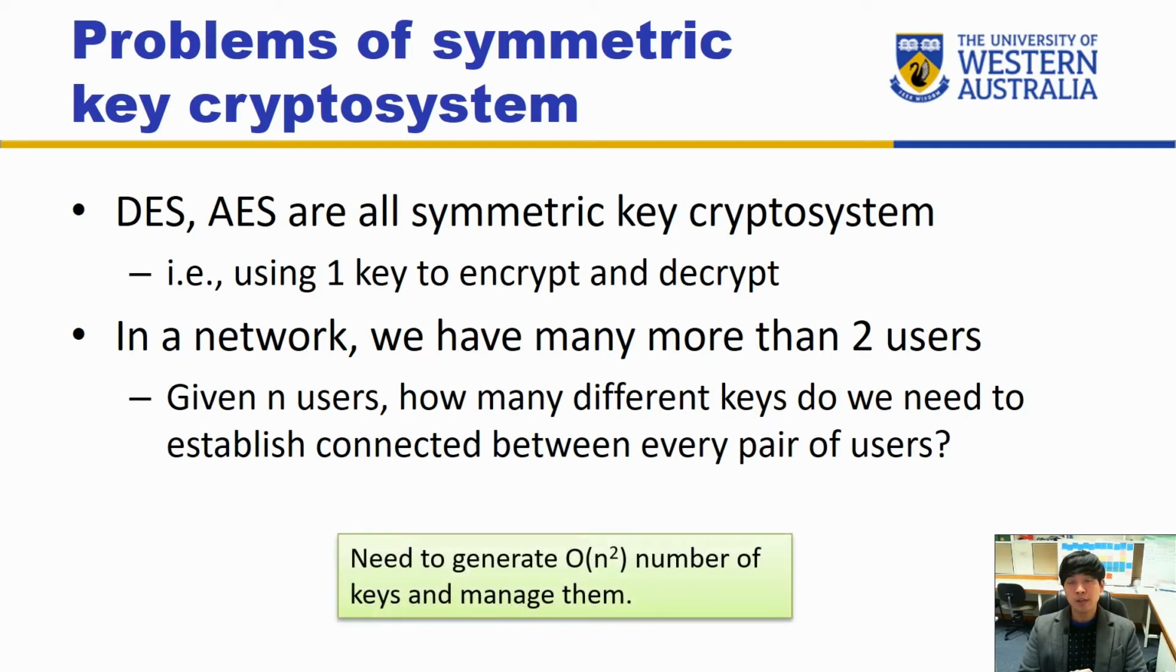It becomes order n squared, right? If you think about a fully connected graph, the number of edges between the nodes becomes n times (n minus 1) over 2, which is quadratic. So to establish a unique key for each individual pair, that's a very large number of keys to manage, and that's probably not an ideal thing to do.